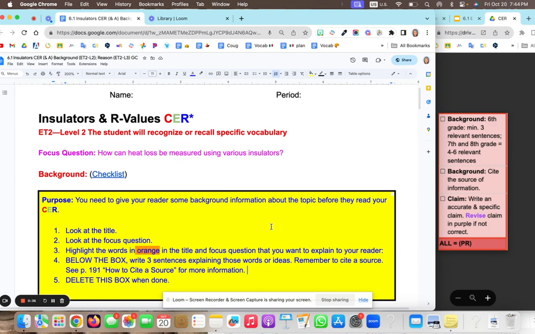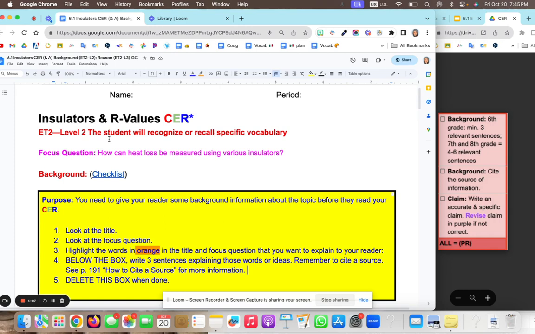The way in which you do that is you're going to look at the title, Insulators and R values, CER, and you're going to look at the focus question, how can heat loss be measured using various insulators? And you're going to see if there's some words or concepts that might need to be explained to your reader before they read the rest of your CER. So just to make it more obvious to us, I'm recommending that you go in with orange, because that's our vocabulary color, and you highlight words.